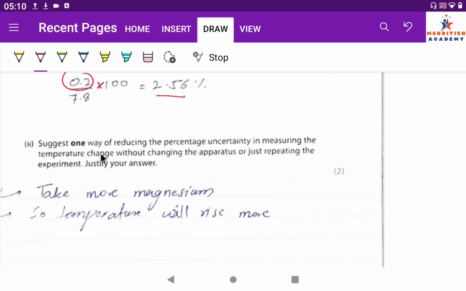Now part 2: suggest one way of reducing the percentage uncertainty in measuring the temperature change without changing the apparatus or just repeating the experiment. Justify your answer. You can do this by taking more magnesium, so the temperature will rise more.